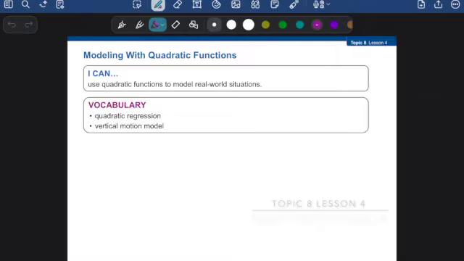Welcome to Math with Malia. Today we're doing Savvas enVision Algebra 1, Topic 8, Lesson 4, Modeling with Quadratic Functions. After this lesson, you'll be able to use quadratic functions to model real-world situations.